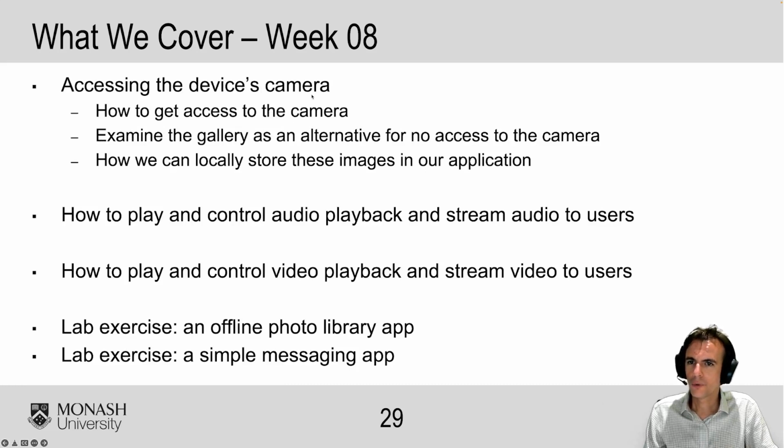For week 8, we look at how we can use the camera on the device to capture images, and we also see how we can access the user's photo library. We also see how we can do audio and video playback, both from local files on the device, but also from internet content that we then play for the user. And for this, there are two lab exercises. One is an offline photo library app, and the second one is a simple messaging app.